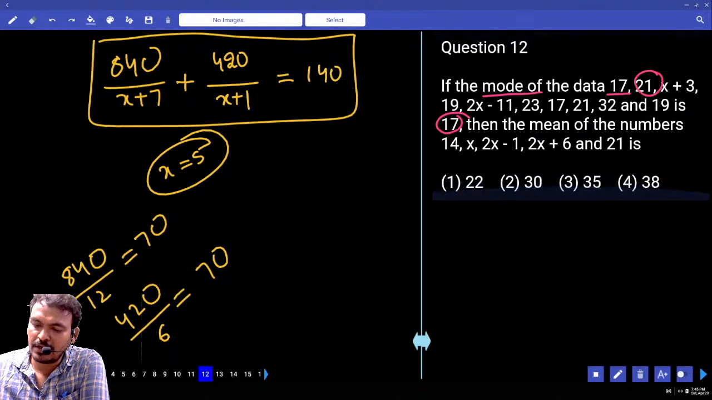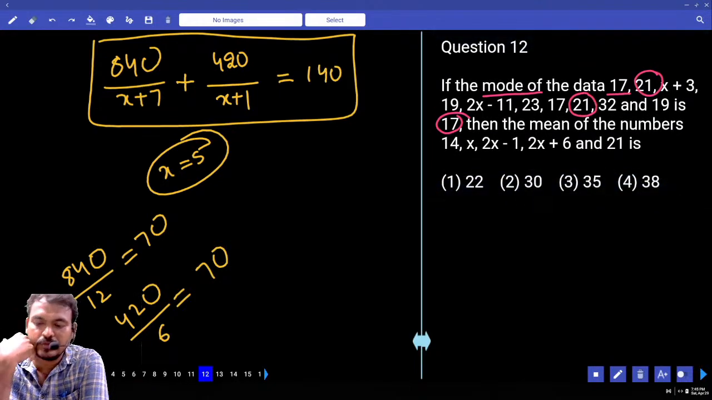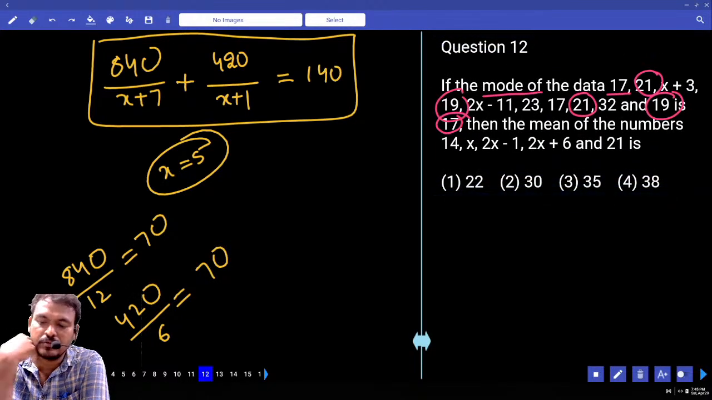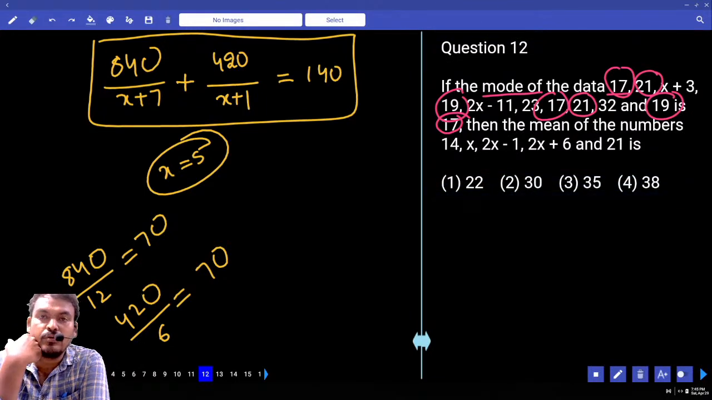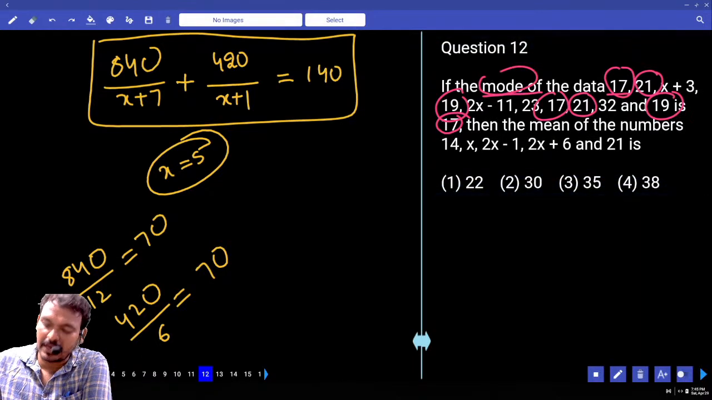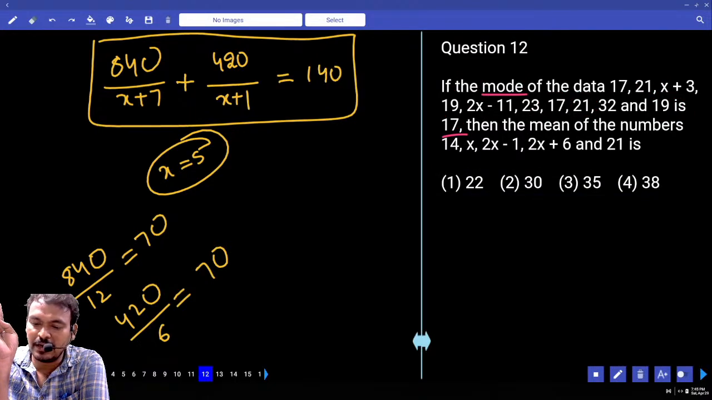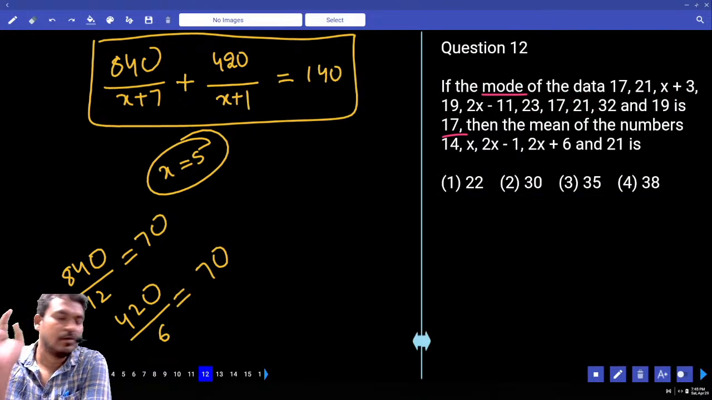Here 21, and 21 is how many times? 2 times. 19, 19 how many times? 2 times. But 17 also 2 times. But the mode is given as 17 or 19? 17. Obviously 19, 19, 21, 21 is not the mode value. Already 17 is how many times?